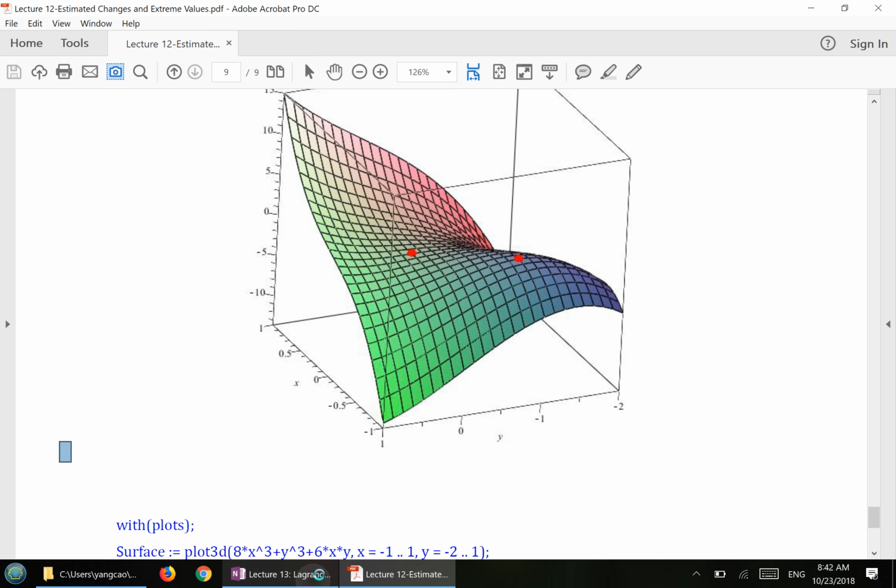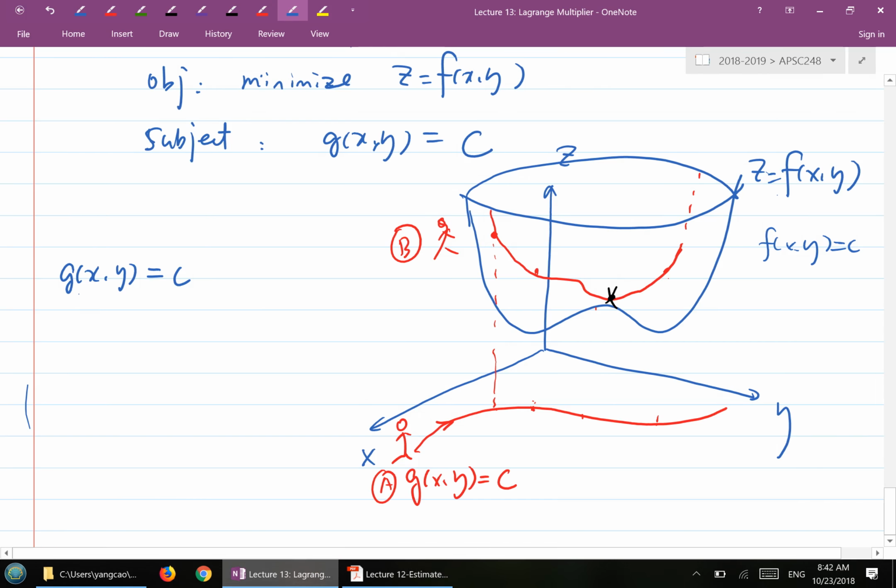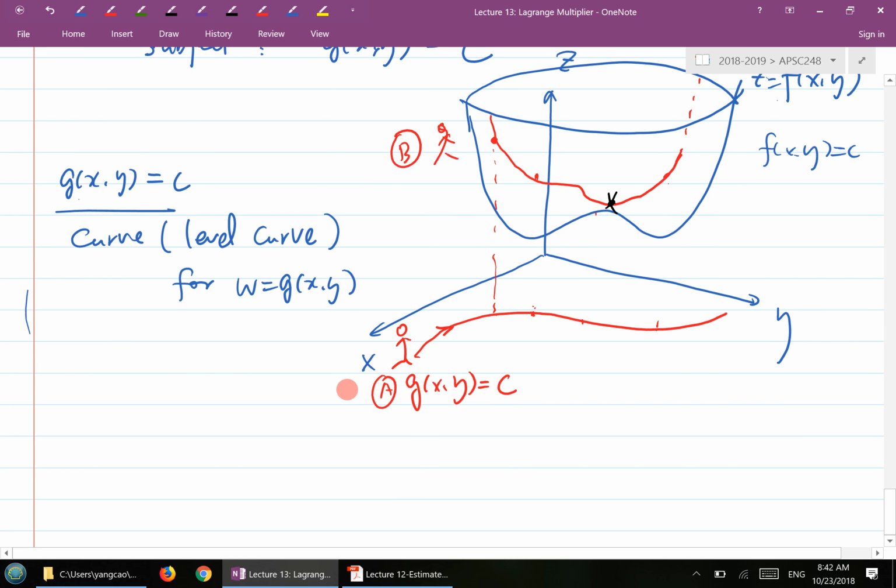Okay. So the bottom line here is, I wanted to say this is a curve, okay? And more precisely, you can also consider it a level curve for another function, for example, let's use w here, w equal to g of x, y. Okay, so that's something I want you to bear in mind for now.